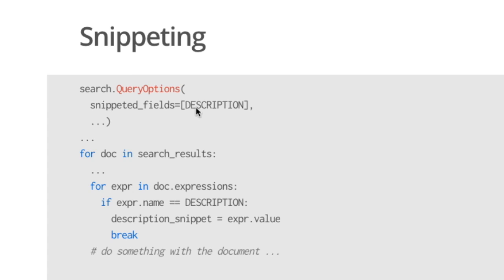Then, when you're processing your query, you can access the generated snippets from a returned document's expressions property. The expressions property holds a list of computed fields which are the result of expressions requested in the query. This includes snippeted fields. So here we're grabbing the snippet generated for the description field of a document returned by the search results. The returned expression property allows you to define computed fields based on your document fields that are returned as part of the scored document in the search results.